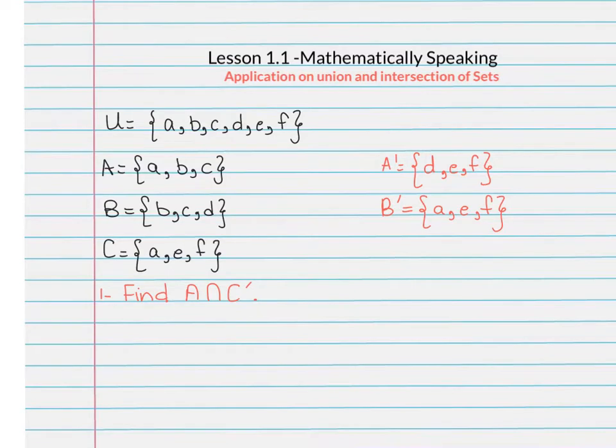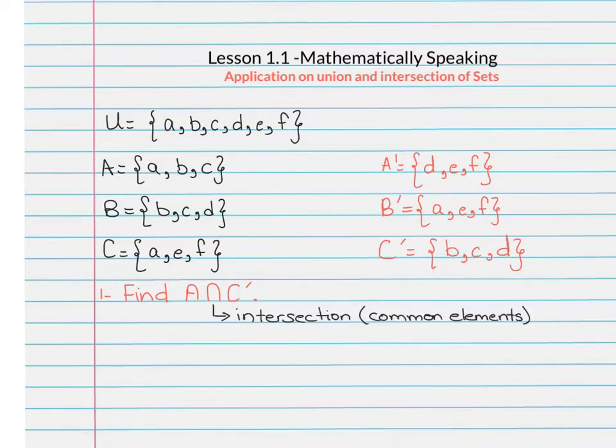The third complement is C prime. Again, C has A, E, and F. We're going to eliminate them, so C prime includes elements B, C, and D. Now let's find the intersection between sets A and C prime. Remember, when we have intersection, this means the common elements between both sets. I'm going to write them under each other to identify the common elements between those two sets.